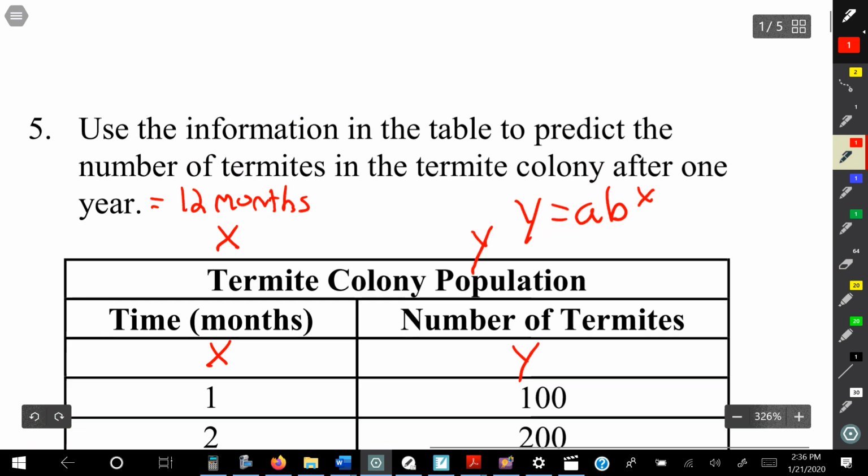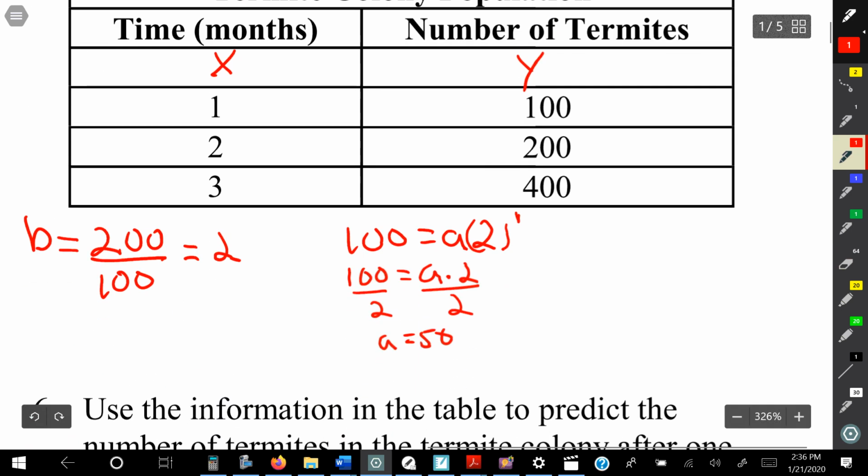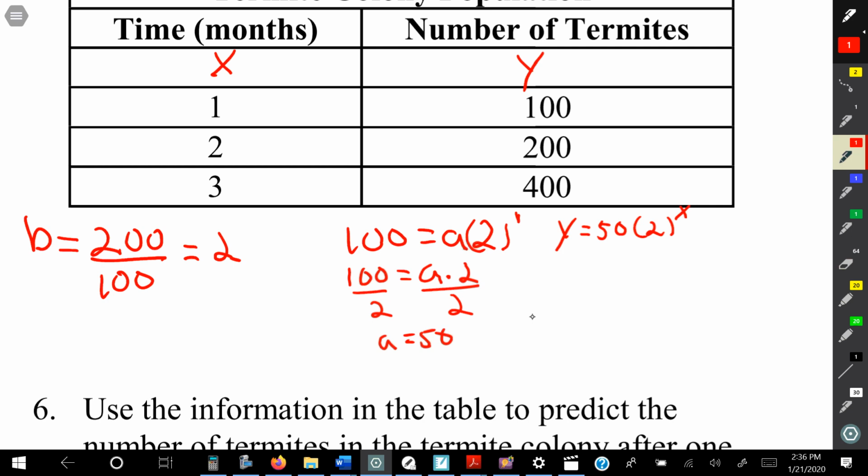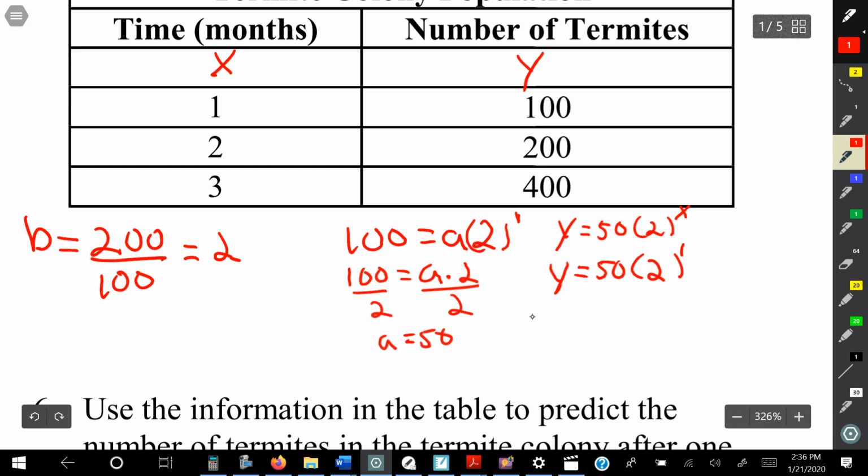Now I'm going to plug it back into the y equals a b to the x. So y is equal to a, which is 50, times b, which is 2, raised to the x. Now I'm going to do the same thing I did before. Now that I know the a and I got the formula written, I'm going to go ahead and put in 12 and figure out what I get. So I would type y is equal to 50 times 2 raised to the 12. And I would type that in the calculator.